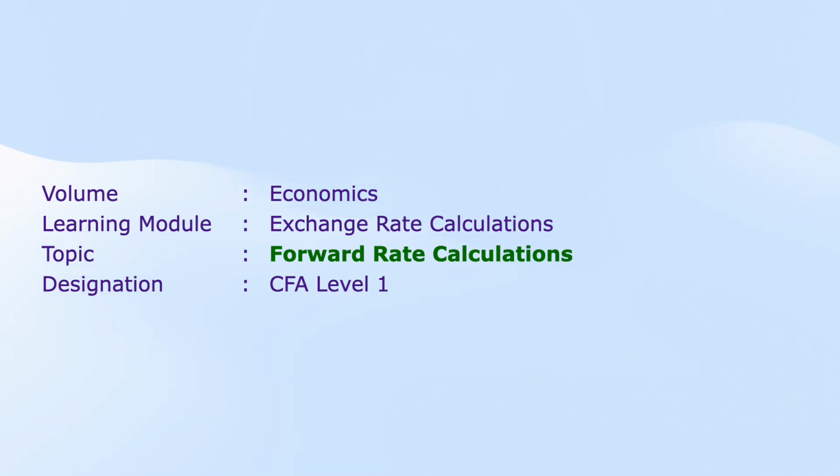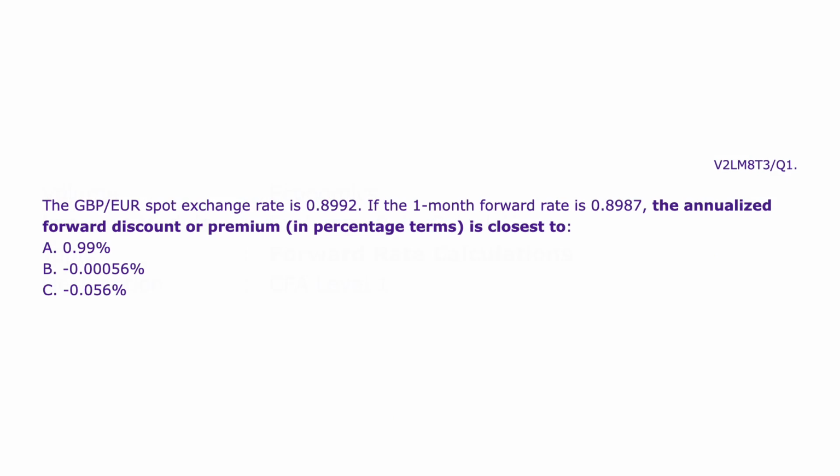Topic: forward rate calculations. The GBP/Euro spot exchange rate is 0.8992. If the 1-month forward rate is 0.8987, the forward premium or discount in percentage terms is closest to: A, 0.99%; B, negative 0.00056%; C, negative 0.056%.